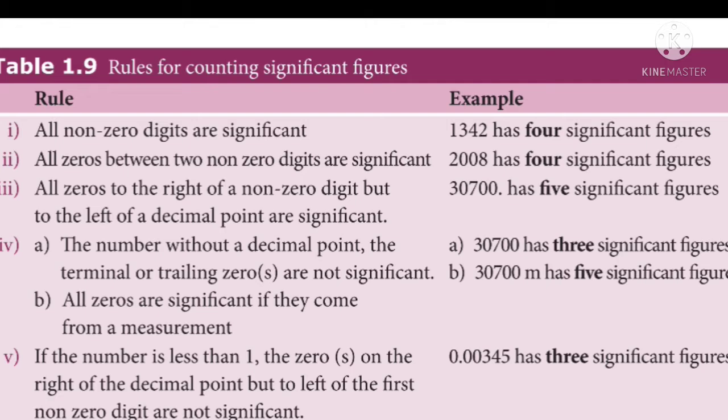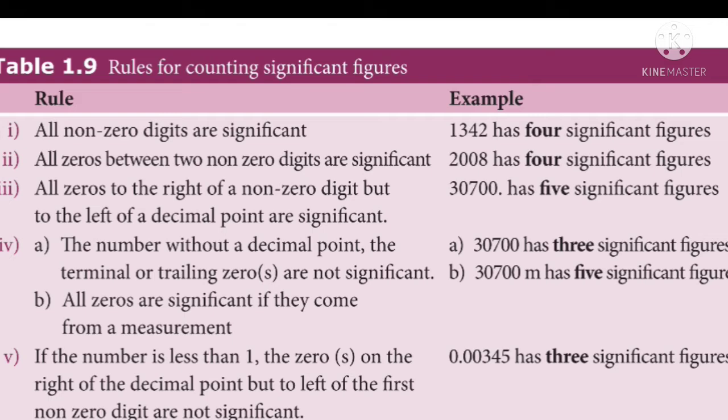Rule number 4. In a number without a decimal point, the terminal or trailing zeros are not significant. Look at the example, 30,700. In this number there is no decimal point at the end. So all the trailing zeros are said to be non-significant. Hence this number has 3 significant figures. In this number 3, 0 and 7 are significant, but the trailing zeros 0, 0 are not significant.